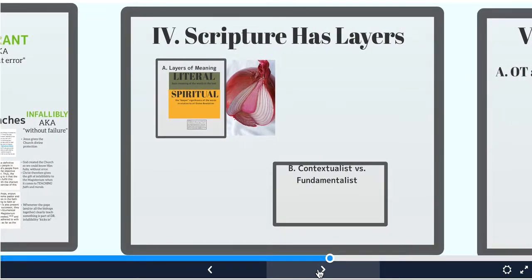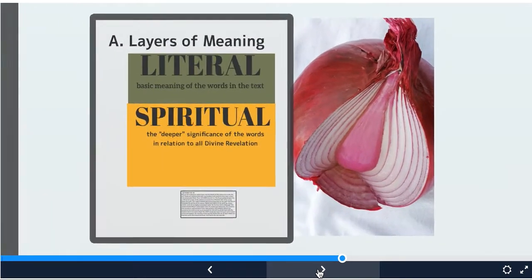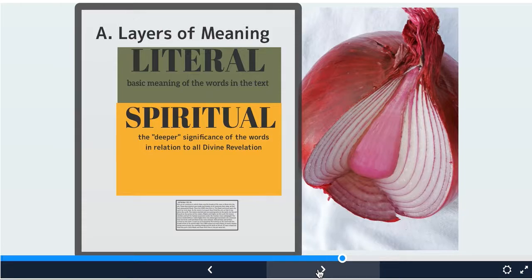Roman numeral 4, Scripture has layers. So let's get into it. Layers like an onion. Every passage of Scripture has different layers of meaning. These are what are known as the two senses of Scripture. There's the literal sense and the spiritual sense.